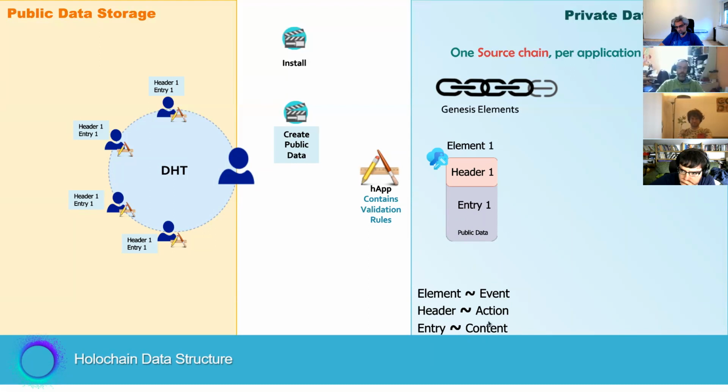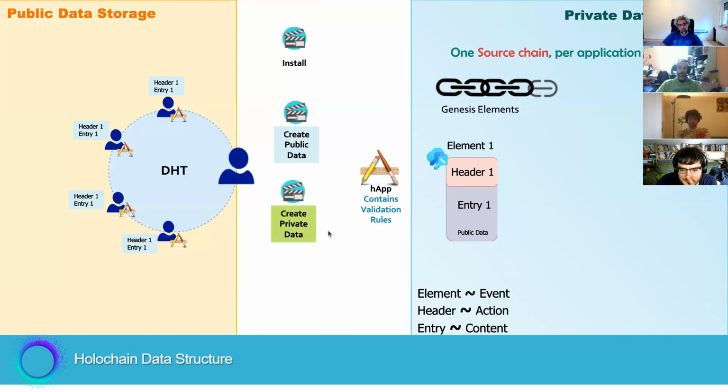Entry means content. So from now, anytime we are calling element, it means an element can contain one header and zero or one entry, or content. Why zero or one? Let's continue, you will see. So element, header, entry can be event, action, content. Let me continue, and if there is any question, we can go back to the question.